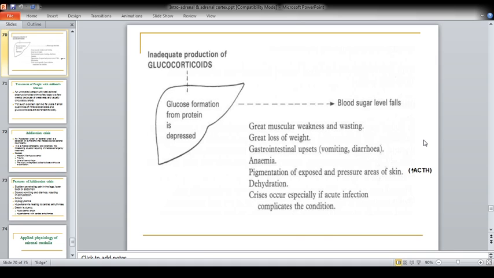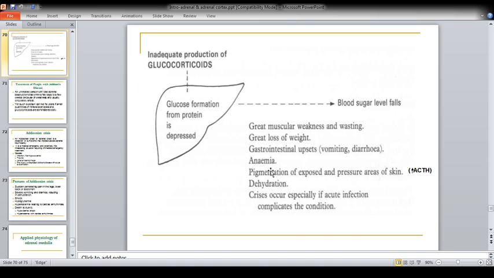So if there is inadequate production of glucocorticoids, glucose formation from proteins is depressed within the liver and blood sugar level would start to fall. This would cause a great muscular weakness and wasting of muscles, great loss of weight. This is what happens at the start. Gastrointestinal upsets, that is vomiting or diarrhea, could occur.